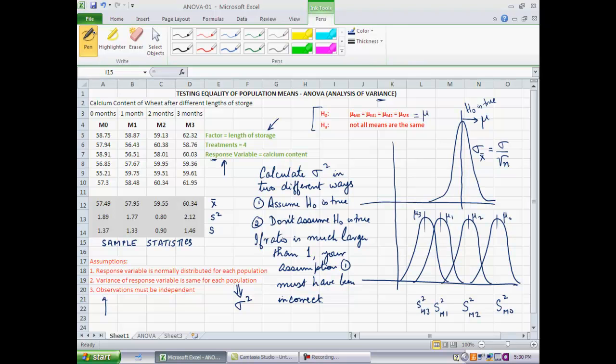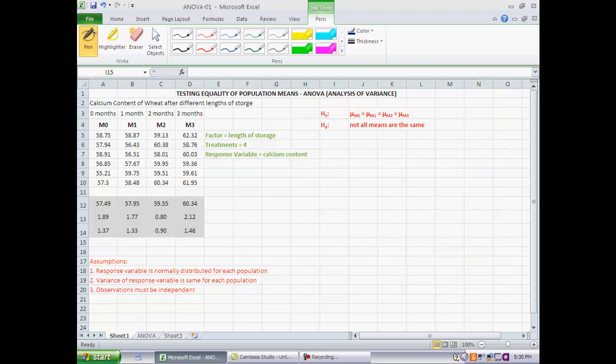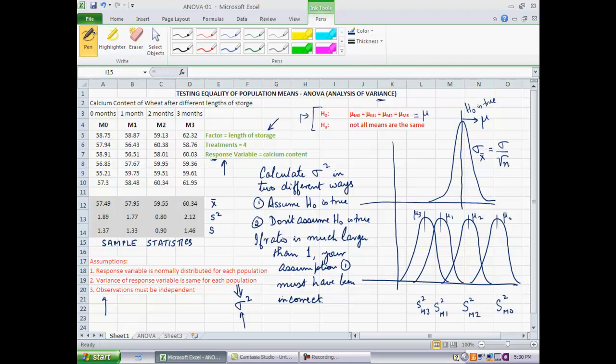And the reason is that, depending on whether or not the null hypothesis is true, we will compute this population variance, this sigma squared, which is assumption number 2, in 2 different ways. First, we will compute it assuming that the null is true. Second, we will compute sigma squared assuming that the null is not true, and see how different they are.